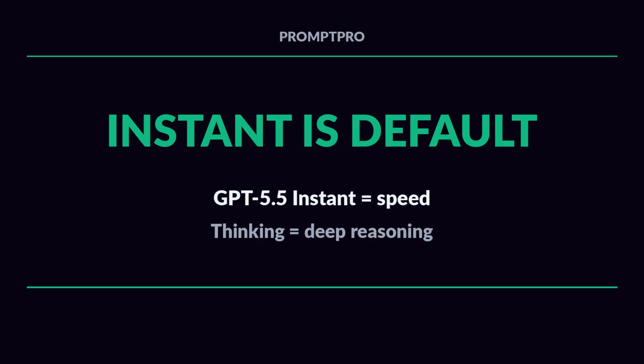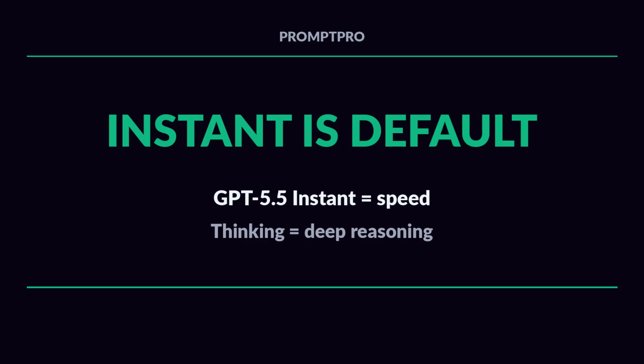Step 3. Pick per task, not per habit. This is the part most people get wrong. They pick one mode and leave it forever. Don't. Match the mode to the job. Quick email, summary, casual question, first draft: stay on Instant. Math you actually need to be right, code you're going to ship, a decision with multiple moving parts: switch to Thinking. It takes 2 seconds, and it's the difference between an answer you can trust and an answer you have to double-check.